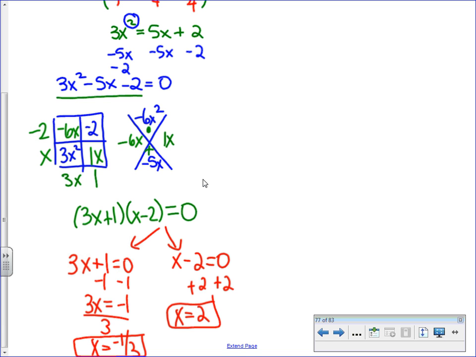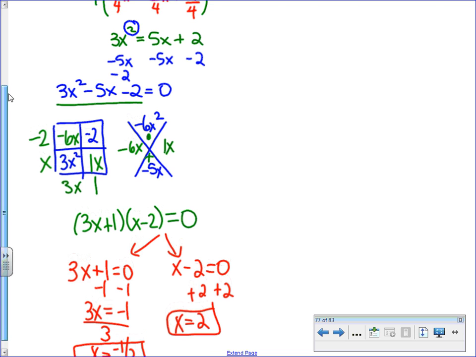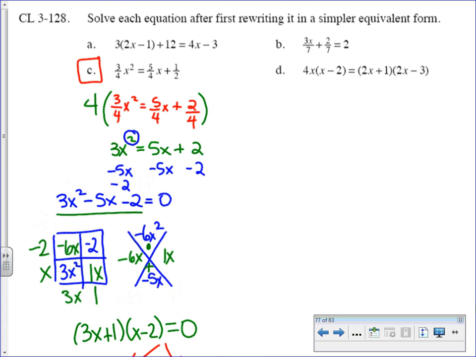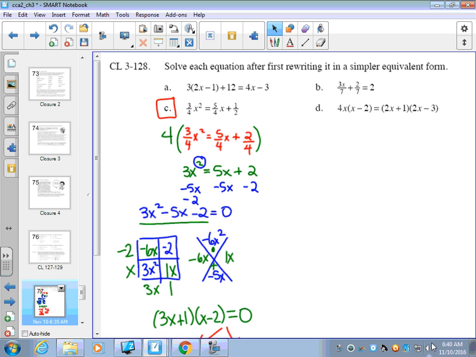If you had a multiplier instead of a fraction here, you could always also divide. So I multiplied by 4, but if I had something where I had large numbers, I could divide out a greatest common factor as well. And that's solving by rewriting first in an equivalent form.